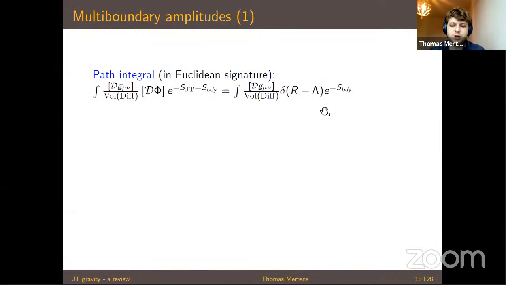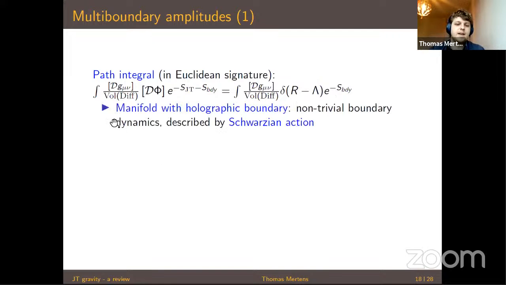Now, in the last part of my talk, I want to talk about higher topology and multi-boundary amplitudes. So let's go back to our JT path integral. We start with the path integral over all metrics and the dilaton field, and we have the JT and the boundary action, of course. Again, we do the path integral over the dilaton field. It brings down this delta functional on the Ricci scalar. And then the story up to this point was that we considered this path integral on a manifold with a holographic boundary, which leads to a non-trivial boundary dynamics described by the Schwarzian action.